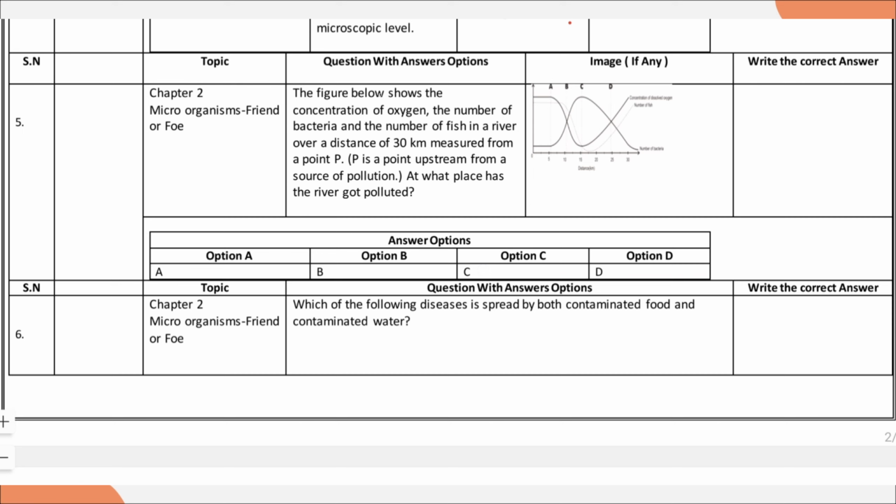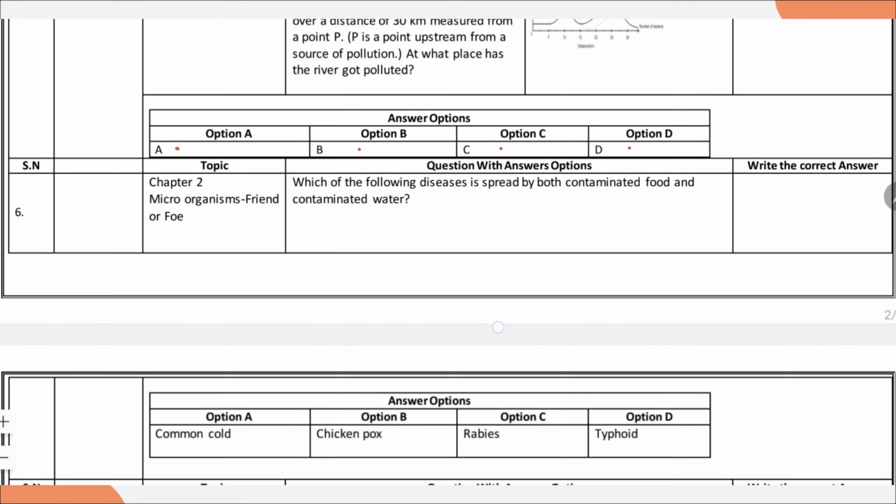Next question. The figure below shows the concentration of oxygen, the number of bacteria and the number of fish in a river over a distance of 30 km measured from point P. P is a point upstream from the source of pollution. At what place has the river got polluted? The correct option is A, B, C or D. So you need to watch this graph and, based on this graph, answer this question.